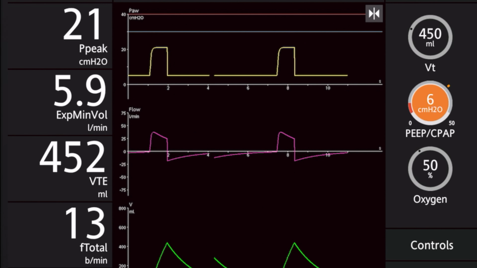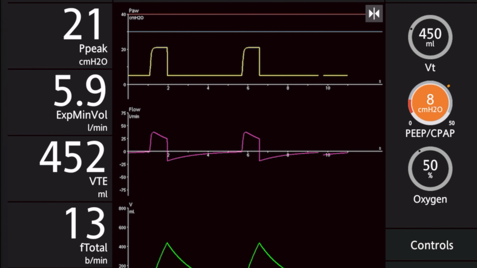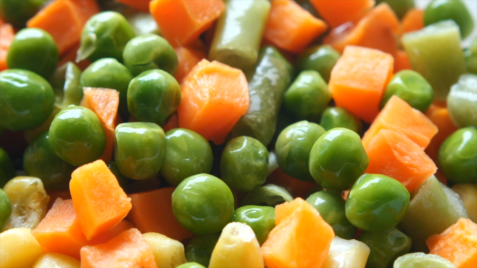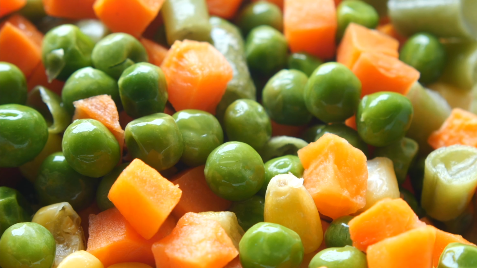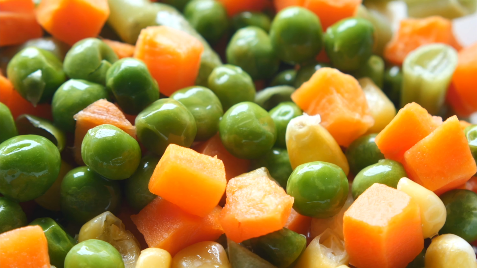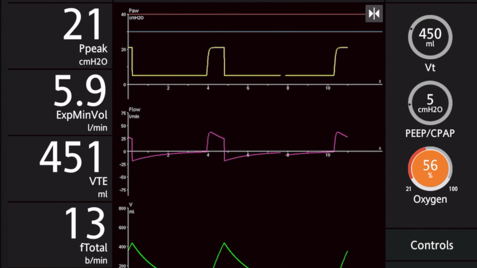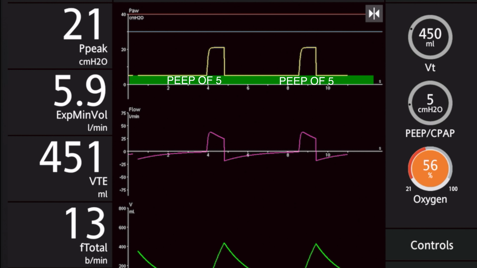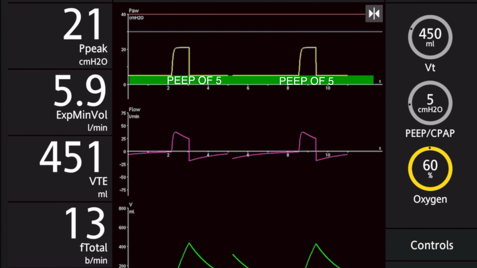Rest assured, adjusting PEEP and FIO2 is not just a safe way, but the most effective way to maintain optimal oxygenation in your patients. Like peas and carrots, positive end expiratory pressure and the fraction of inspired oxygen go together when we think about oxygenating a patient. PEEP refers to the pressure in the lungs maintained at the end of expiration. You can see the PEEP of 5 centimeters of water pressure on this pressure waveform. The waveform does not return to zero due to the positive end expiratory pressure.